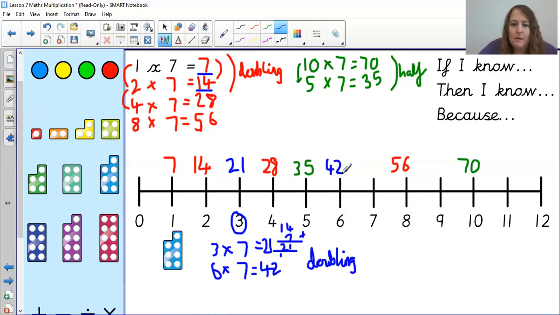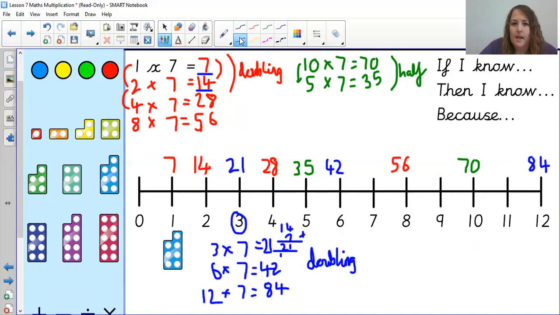Finally, what's the last one I'm doing in blue? So if I know 6 times 7, then I know, good, 12 times 7. And that's still because I'm using that doubling. So I need to double 2, which gives me 4, and double my 40, which gives me 80. So all the way over here, I can pop 84.